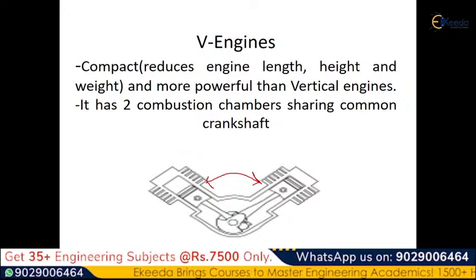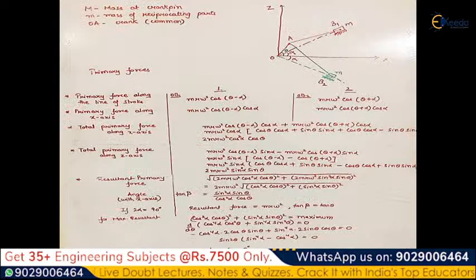And these are quite different from the inline engines where the cylinders are placed in a straight line, because by placing the cylinders at a certain angle or by grouping them, we are making the system compact. We are reducing its dimensions and we are also reducing the weight because one crank is being shared by both the connecting rods. Now we'll do the analysis of the primary and the secondary unbalanced forces because of the reciprocating parts in case of a V engine.